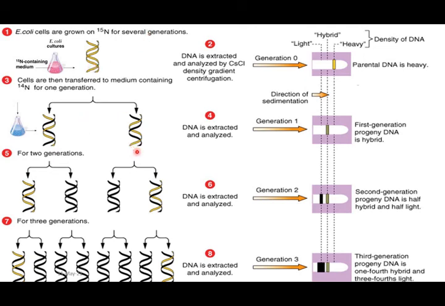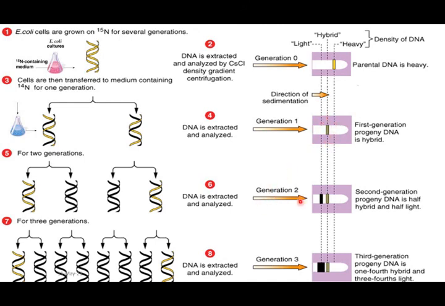Now here you can see, in the first generation, when the DNA replicated, the parental strand was with N15 and the newly formed strand was N14. So both the strands were having N14 and N15, and hence they were intermediate in density, and hence all the DNA had accumulated in the intermediate region.